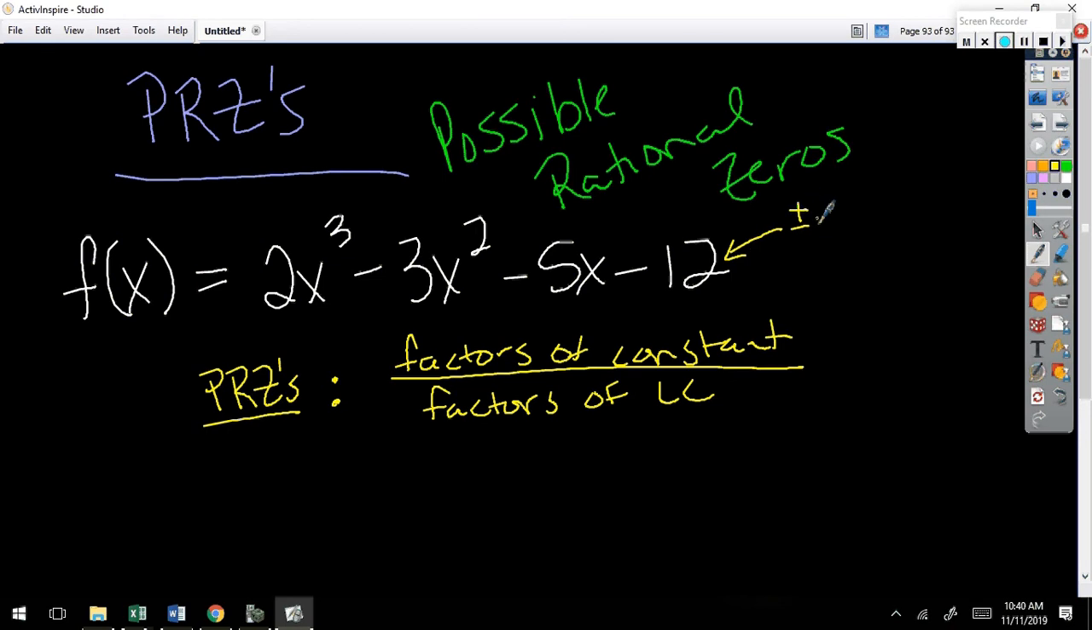Let's put them in order, and I'm going to do plus or minus because they could be negative or positive. 1, 2, 3, 4, 6, 12. Does everybody see where those numbers are coming from? Okay. That's exactly right. How about factors of 2?